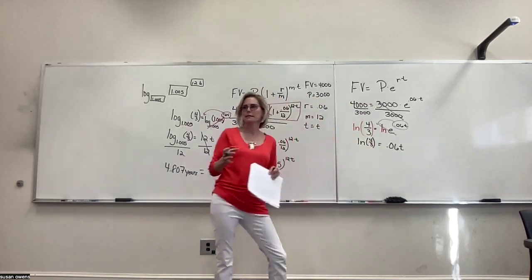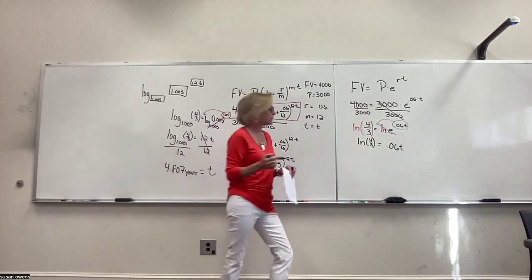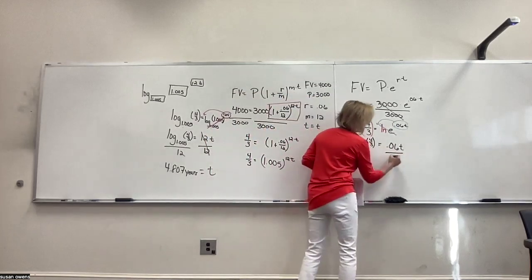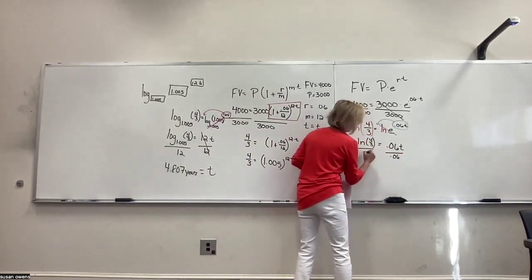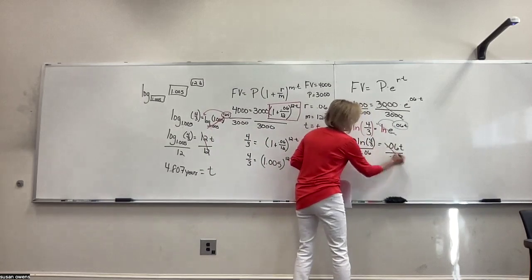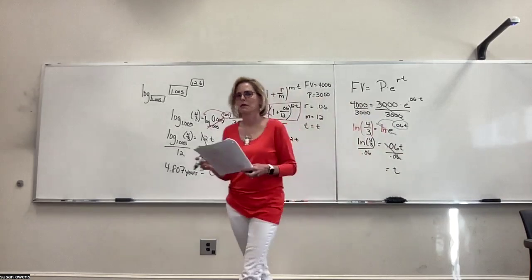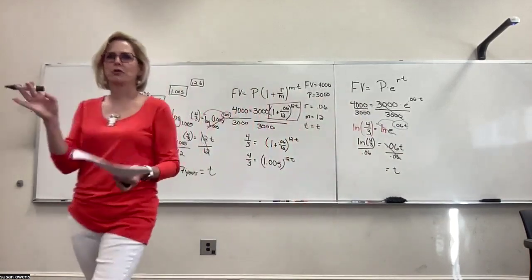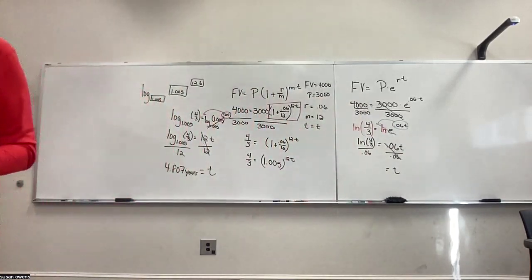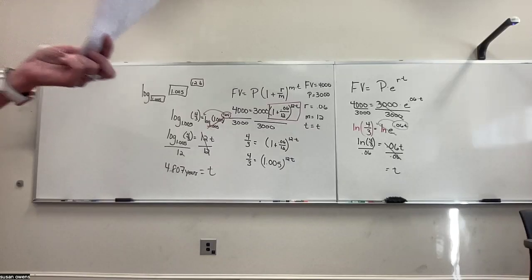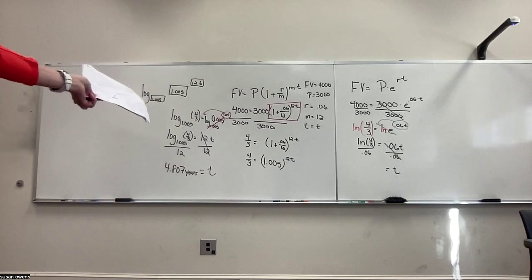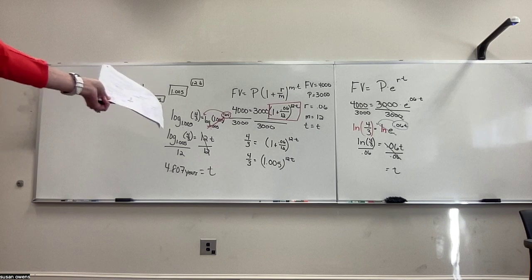Get the t by itself. Divide by 0.06. T is equal to... Do you still do your natural log of both sides, or are you using the change of base? I know on this one you have to do the natural log, but over here, did you do log base 1.0something, or do you divide? Do you just do the natural log the whole time?